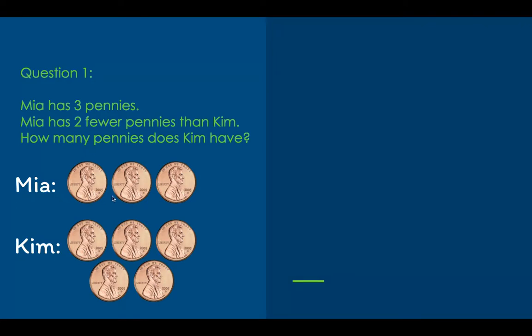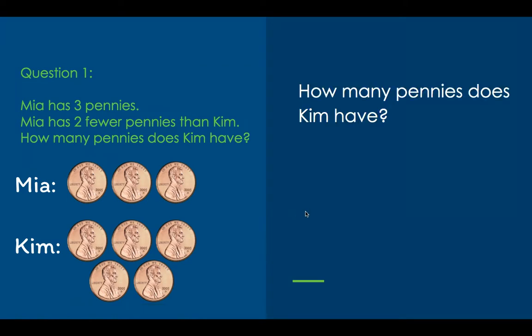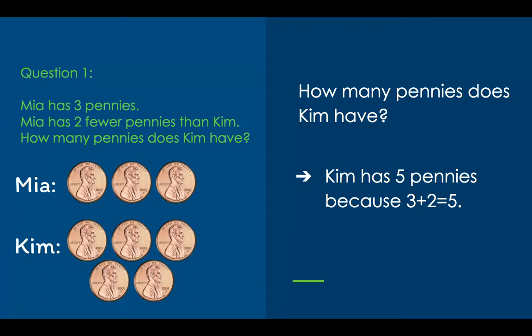If Mia has 3 pennies and Kim has 2 more, then Kim has 5 pennies. How many pennies does Kim have? Kim has 5 pennies because 3 plus 2 equals 5. Now that we solved this problem, I want us to go back and check. Does the question make sense?